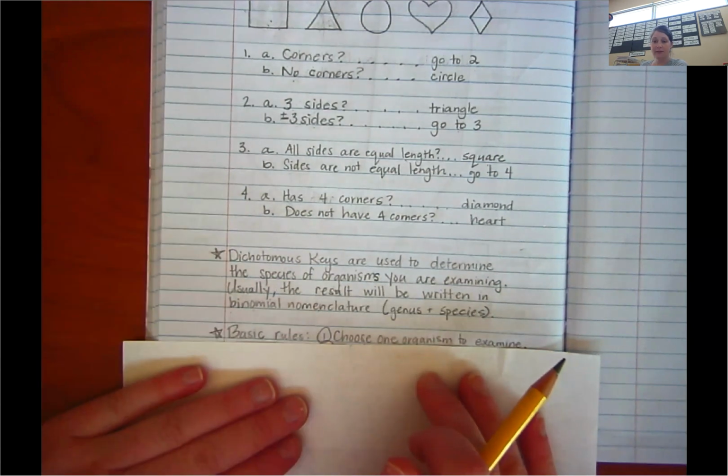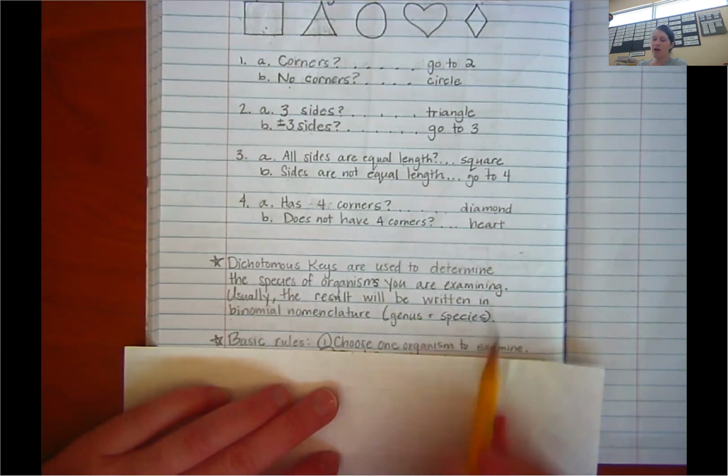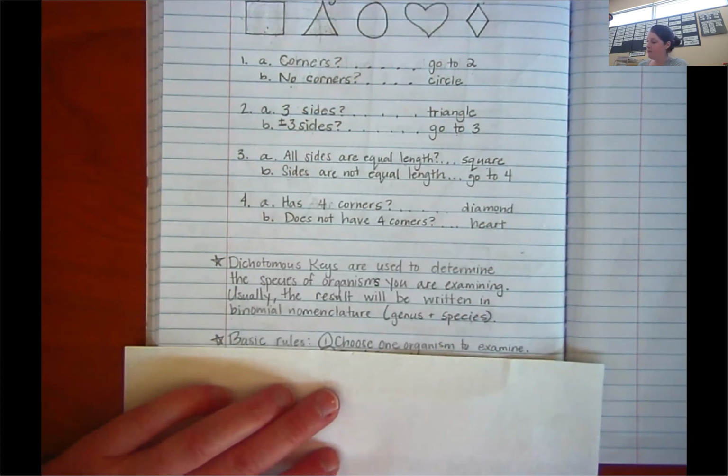Here are the basic rules. It doesn't matter what kind of dichotomous key you're going to be looking at. We're going to give you more examples, so I hope you've been paying attention. Choose one organism to examine. So I wouldn't examine all of those shapes at once. I would just look at one and then answer the questions about that one.